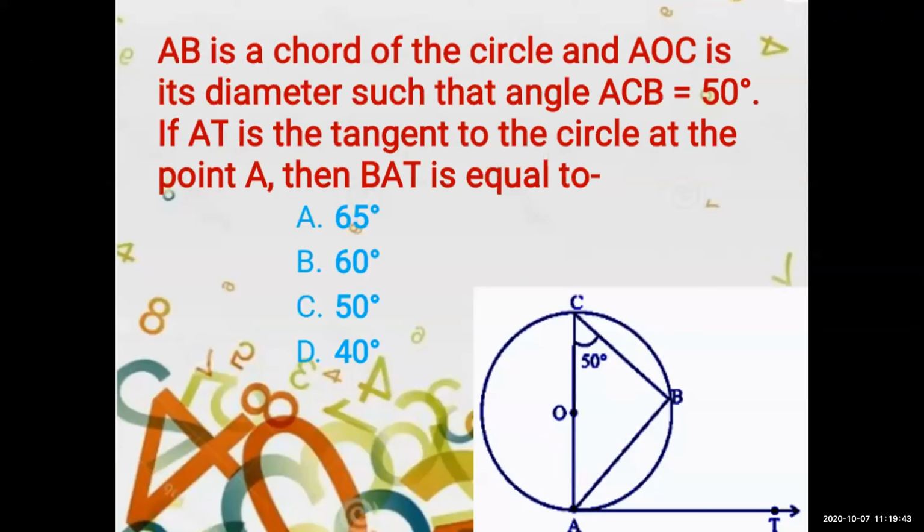Again, I am repeating the question. AB is the chord of the circle and AOC is diameter such that angle ACB is 50 degrees. If AT is the tangent to the circle at the point A, then angle BAT is equal to dash. Option A, option B, option C, option D. Yes.